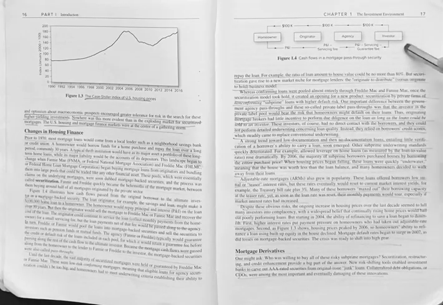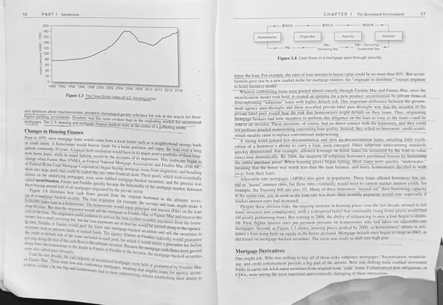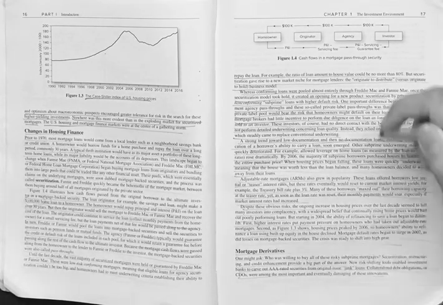And now, as we can see in this diagram, figure 1.4, we see cash flows in a mortgage pass-through security. So this is what we talked about. So basically, you have a guy, a homeowner, right? He wants to own a home, and to own a home, he has to borrow money.